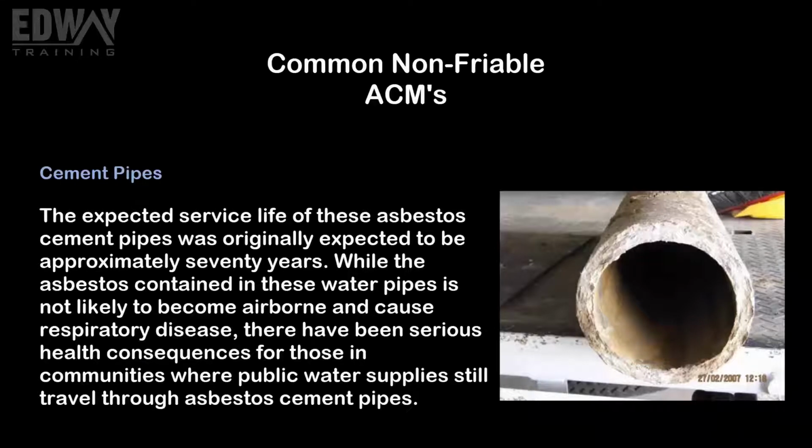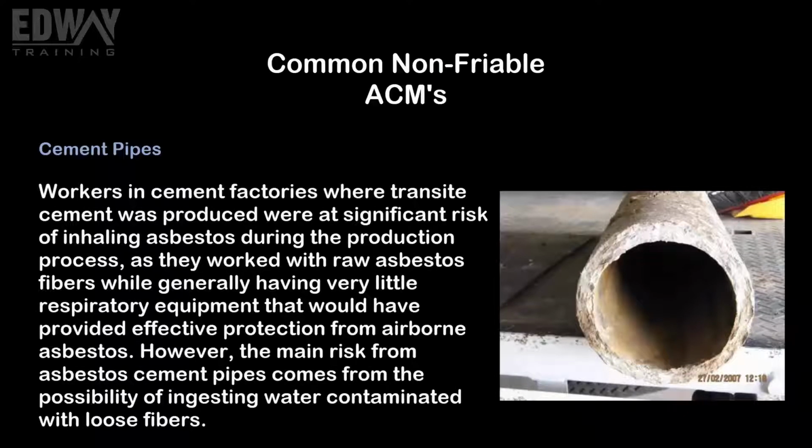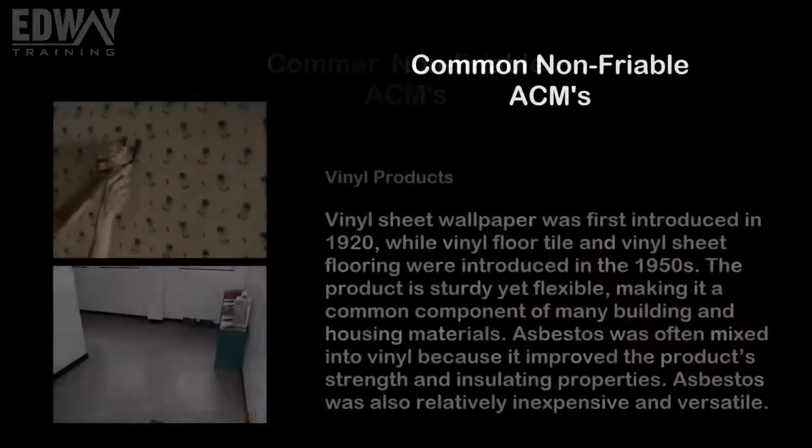While the asbestos contained in these water pipes is not likely to become airborne and cause respiratory disease, there have been some serious health consequences for those in communities where public water supplies still travel through asbestos cement pipes. Workers in cement factories where transite cement was produced were at a significant risk of inhaling asbestos during the production process, as they worked with raw asbestos fibres, generally having very little respiratory equipment that would have provided effective protection from airborne asbestos. However, the main risk of asbestos cement pipes comes from the possibility of ingesting water contaminated with loose fibres.